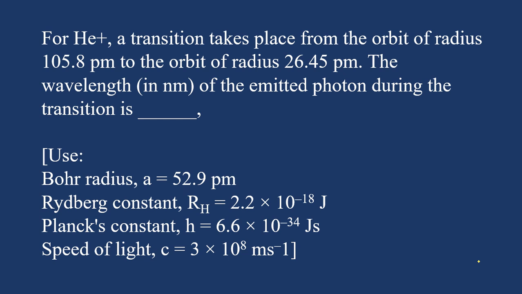A He-plus ion undergoes a transition from the orbit of radius 105.8 picometer to the orbit of radius 26.45 picometer. The wavelength in nanometer of the emitted photon during the transition is? We have to calculate the wavelength of the emitted photon. The Bohr radius, Rydberg constant, Planck's constant and speed of light are given.